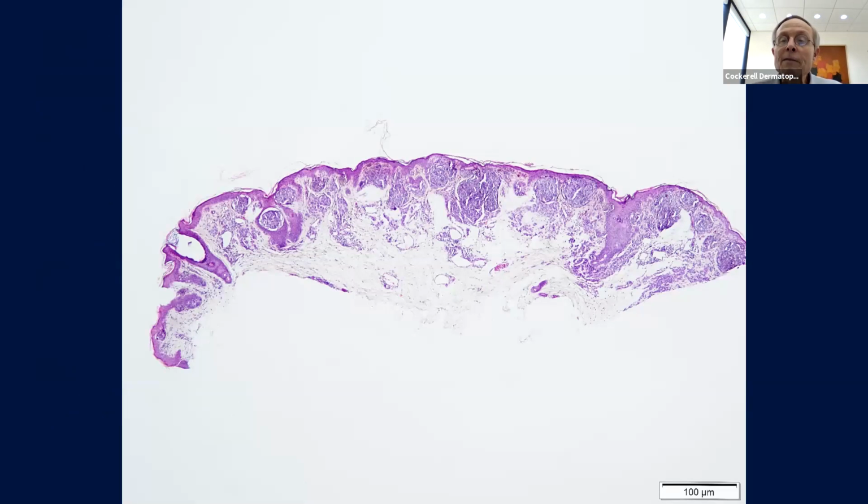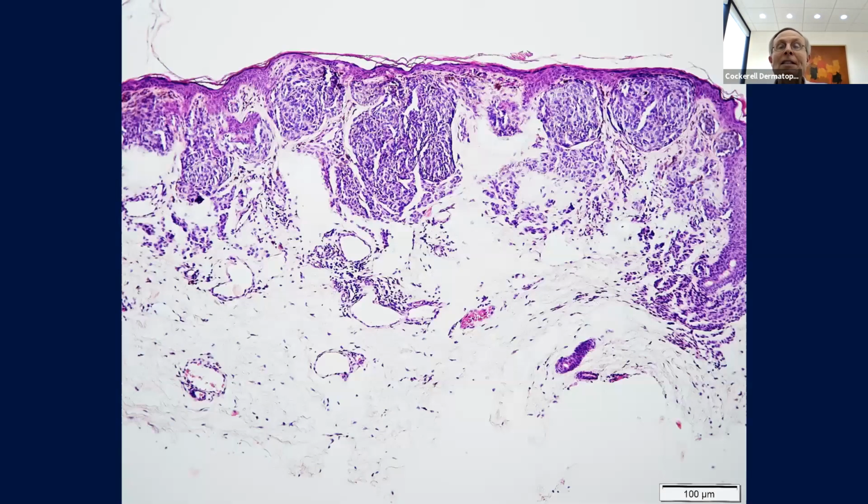Okay, shave biopsy. Here we've got a lesion that's got nesting, looks relatively symmetrical. So the diagnosis here is a variant of a nevus. And so we have a little theme here that we're going to review with you. It's talking about melanocytic nevi. So we've seen a blue nevus here.